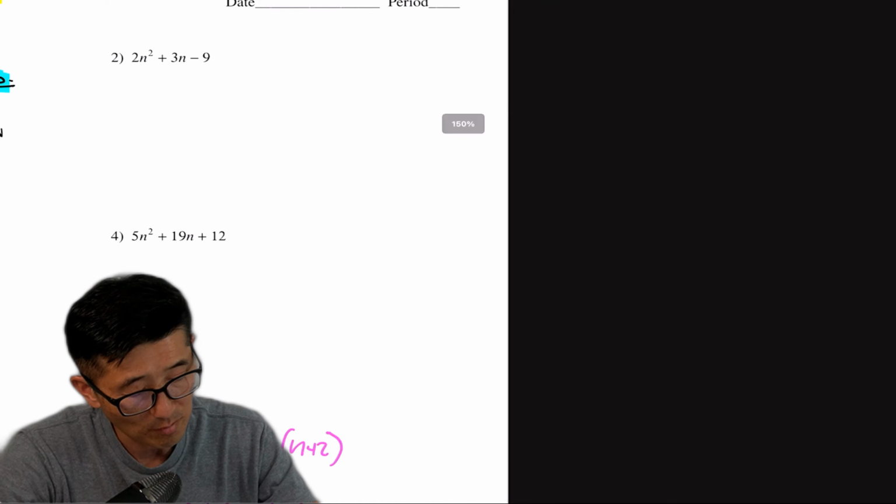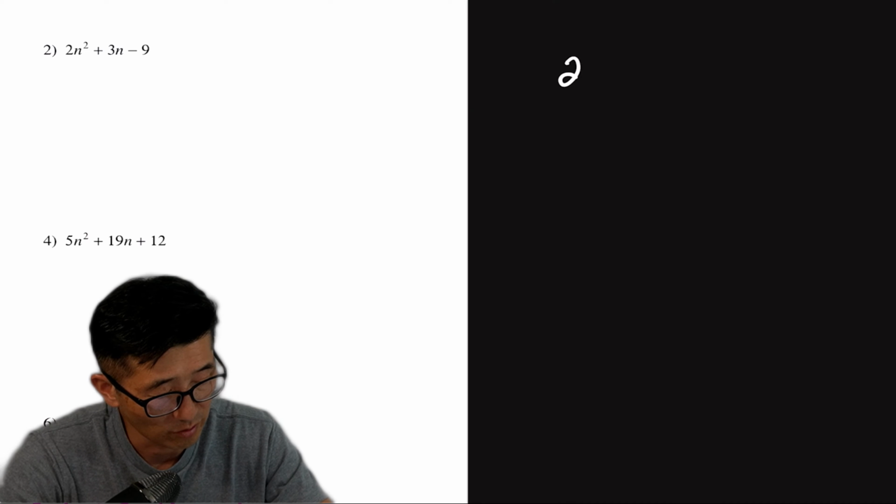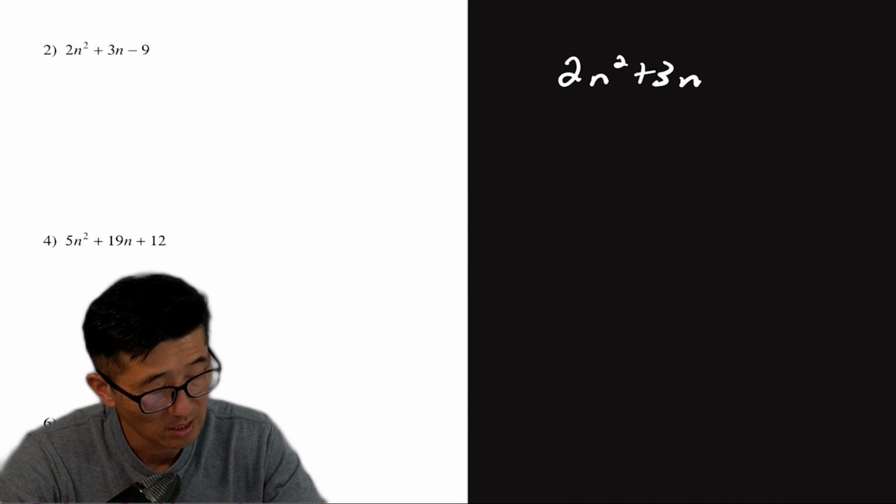Okay, here. So this one here. I'm going to rewrite this one over here. 2n squared plus 3n minus 9.